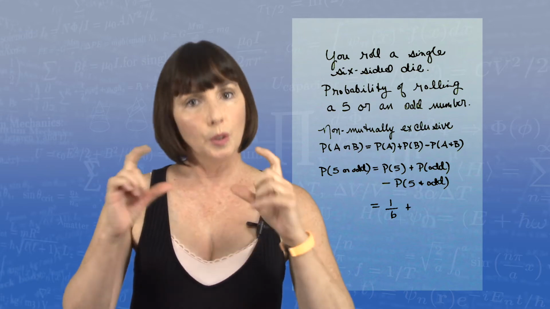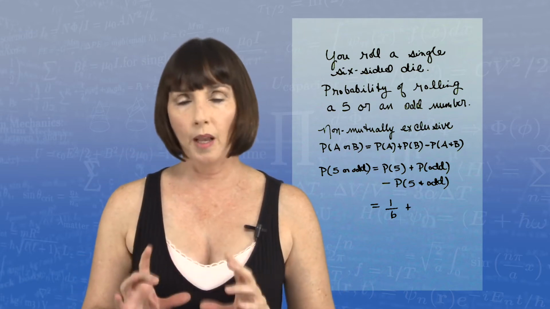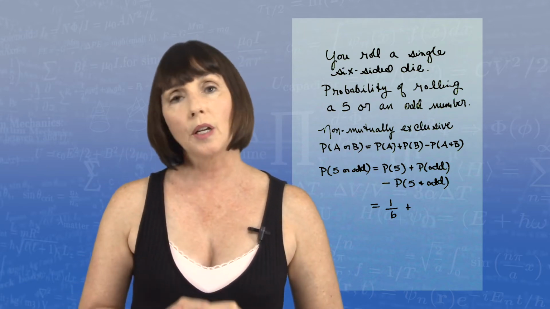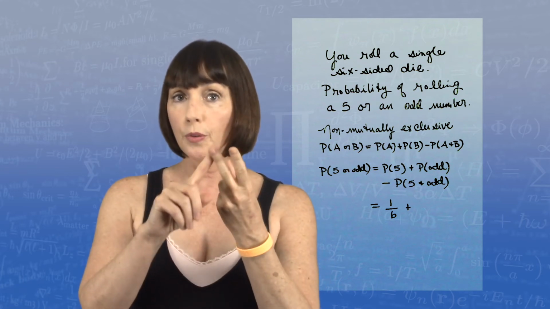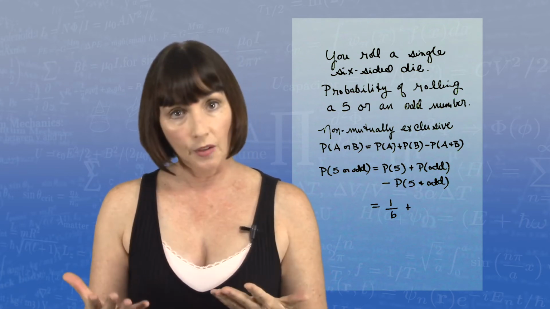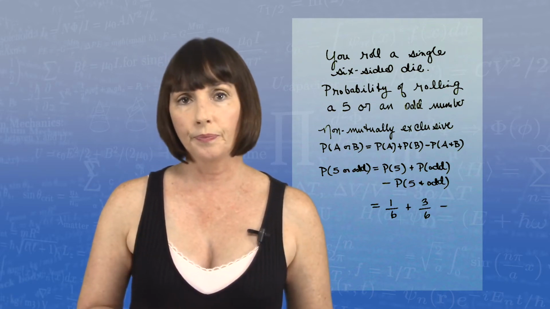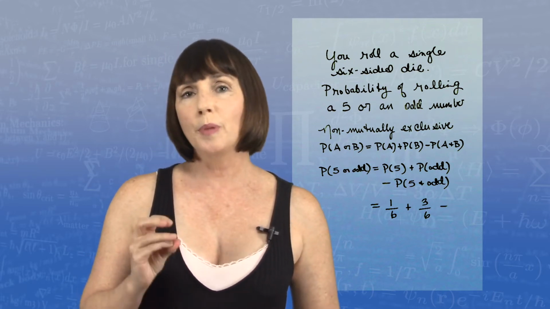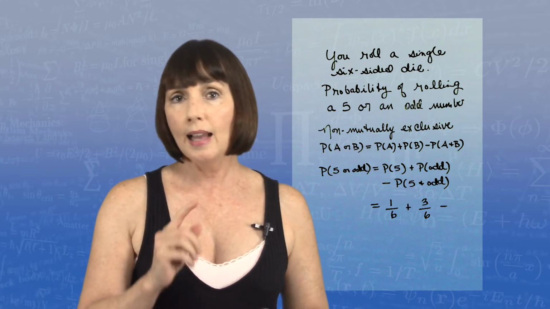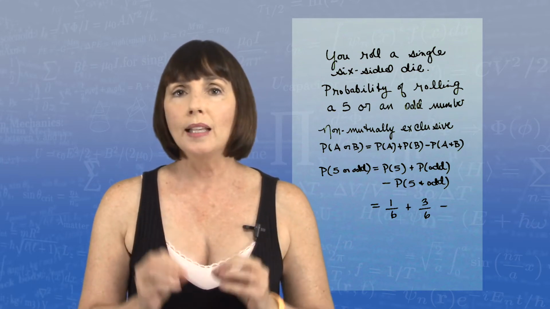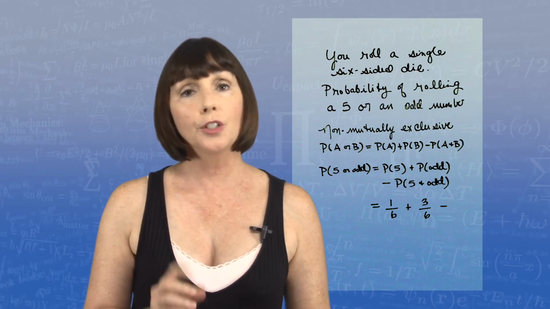The denominator will be 6. We have 6 total possible outcomes. How many of those outcomes are odd? 1, 3, or 5? 3 of them are odd, so the probability of rolling an odd number is 3 over 6. Now, what's the probability of rolling a 5 and an odd number? How many ways are there to do that? There's just one.